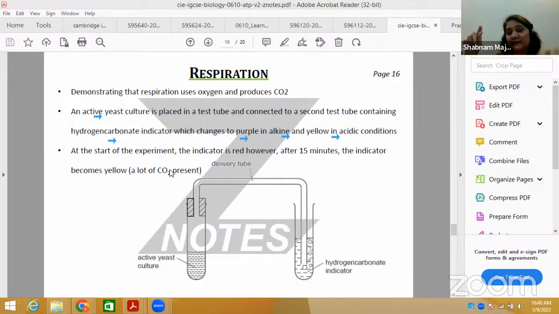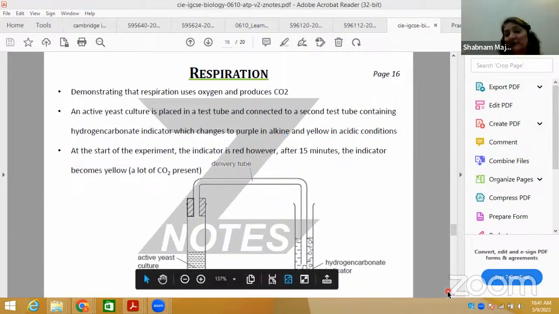Are you going to extend the dependent variable columns or not? How many columns do you need to make? After that, on the top headings you write only units, not on the rest. So this is most common, very simple. Then, start of experiment indicator is red, however after 15 minutes indicator becomes yellow, a lot of carbon dioxide present. So all this information is going to be provided to you, about the indicators, and this is what the apparatus he has given you.